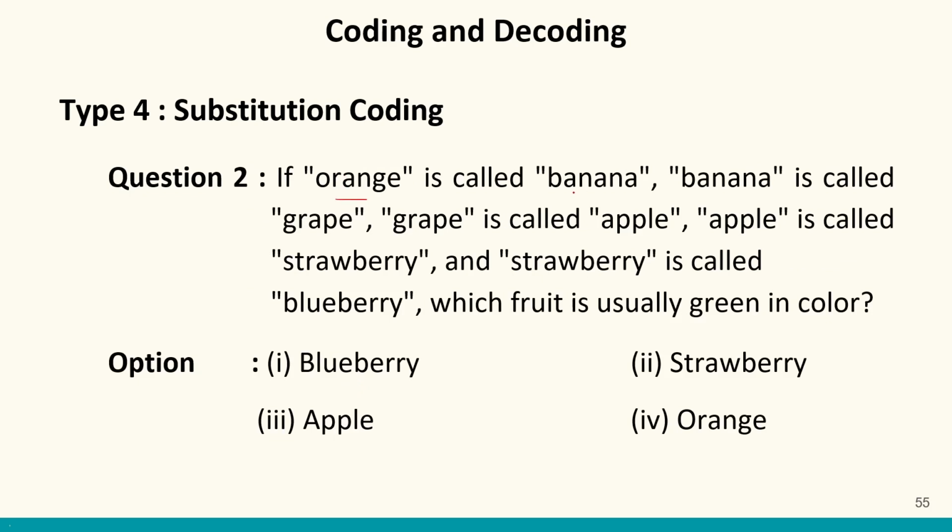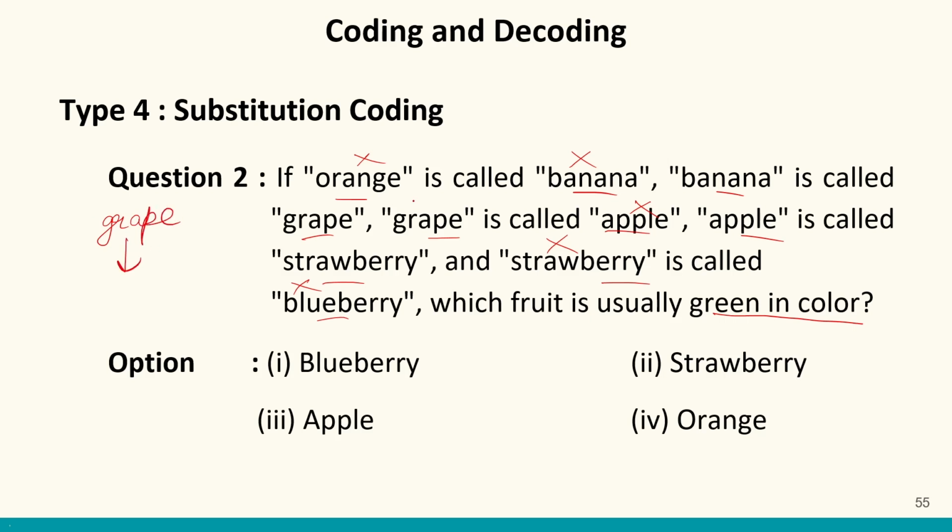Orange is called banana. Banana is called grape. Grape is called apple. Apple is called strawberry. And strawberry is called blueberry. Which fruit is usually green in color? Out of all the fruits, orange is not green in color, banana is not green in color, apple is not green in color, strawberry is not green in color, and blueberry is also not green in color. So my logical answer will be grape, right?